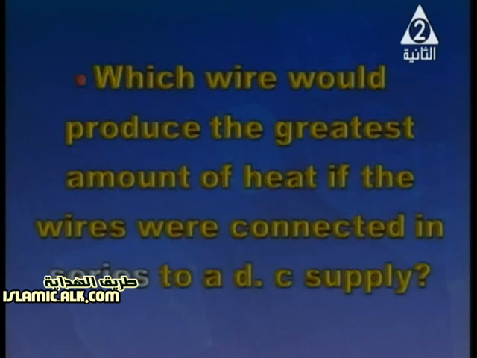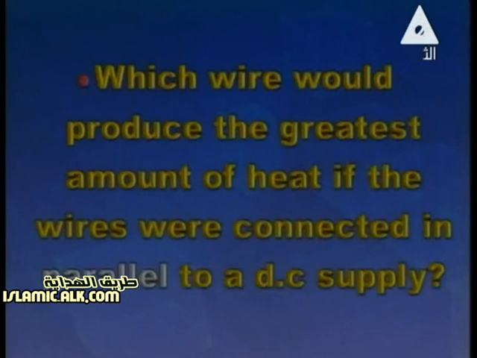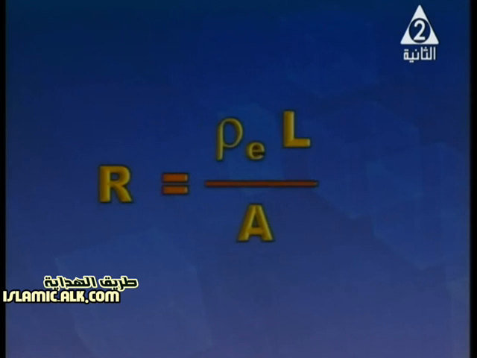And which wire would produce the greatest amount of heat if the wires were connected in series? Which wire would produce the greatest amount of heat if the wires were connected in parallel to a DC supply? We'll take it one by one. The resistance is calculated using the expression R is equal to rho L over A.